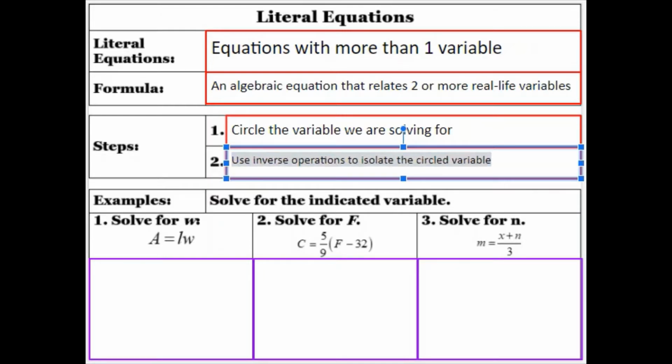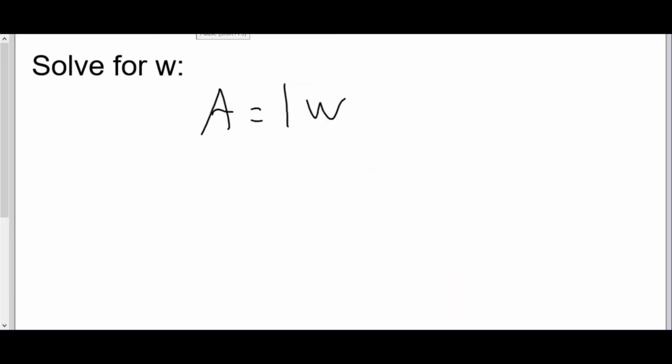All right, so let's go ahead and try some problems out. Okay, so our first equation is asking us to solve for W, and they've given us the equation A equals LW. Well, that's area equals length times width. That is the formula for the area of a rectangle. So they've asked us to solve this equation for W. So according to our steps, the first thing we want to do is just circle the variable. I'm solving for W, so here's W. So I'll use a different color. And then I want to solve for it.